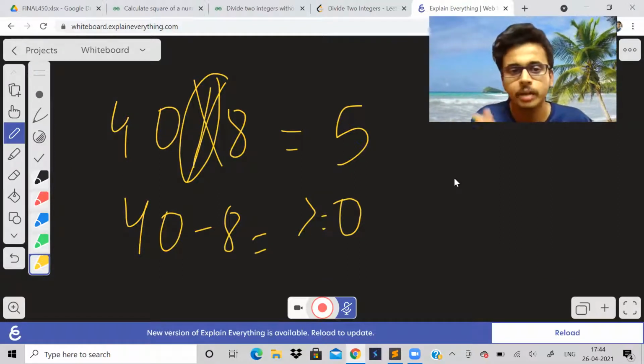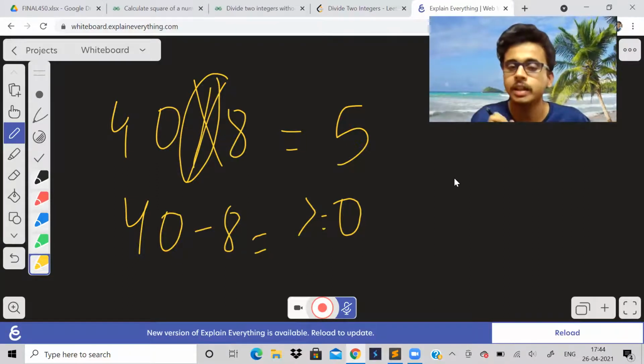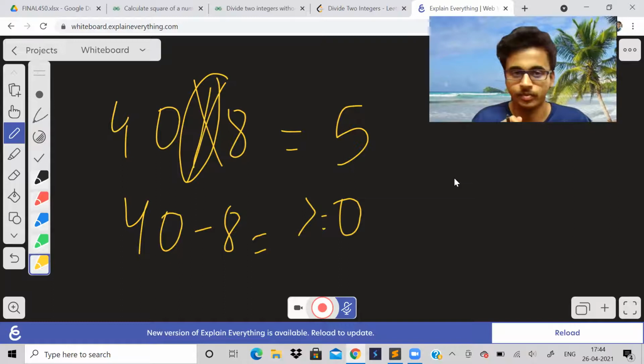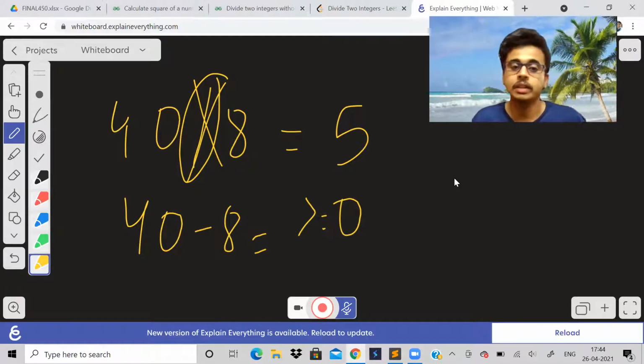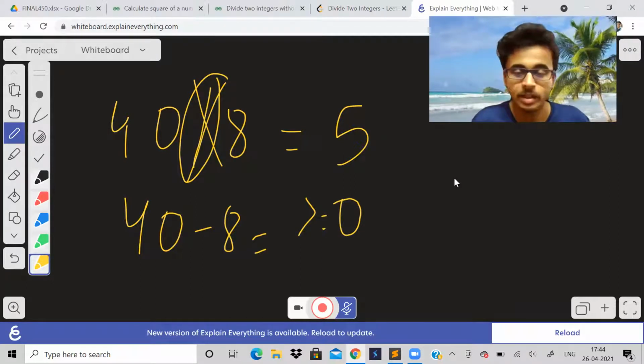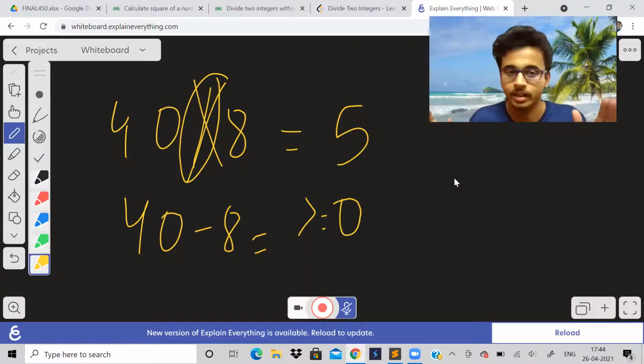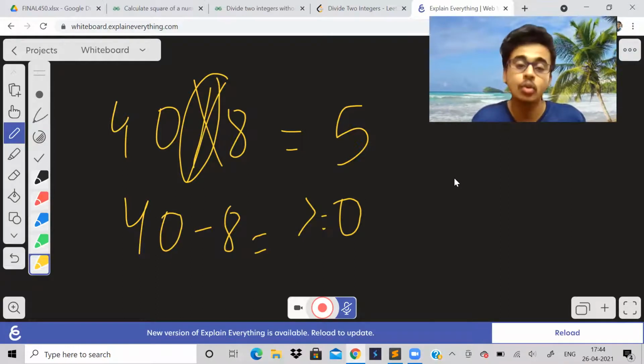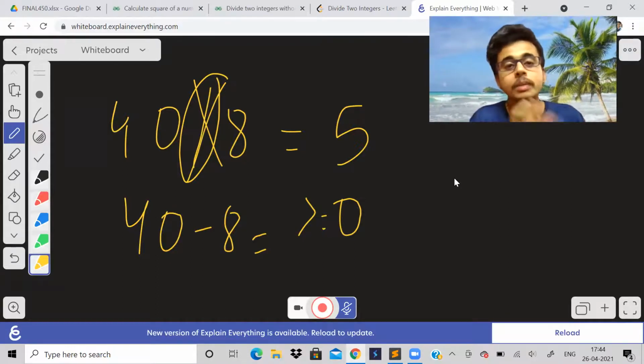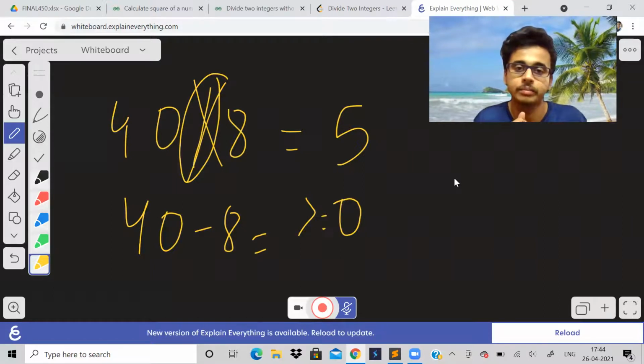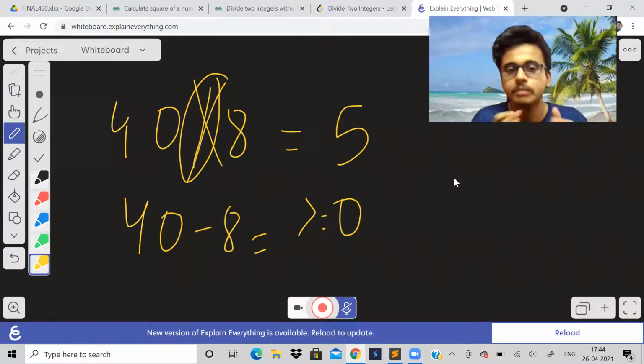So either we can use the repeated subtraction method, or there are better methods. Why are there better methods? Because this repeated subtraction method, this basic brute force method, is O of n time. Actually, it is O of dividend by divisor time. Dividend in this case is 40, divisor is 8. How to bring it to log n base 2 time? How to bring it to logarithmic time complexity?